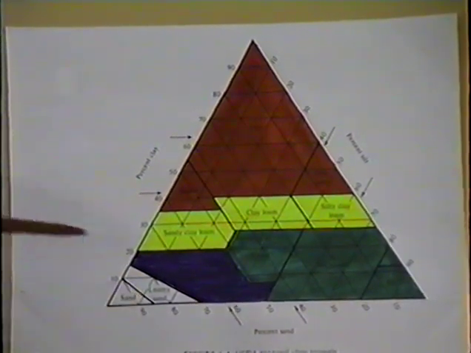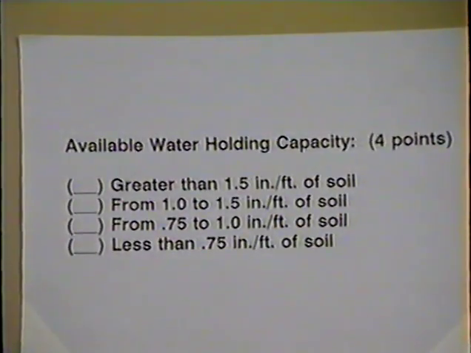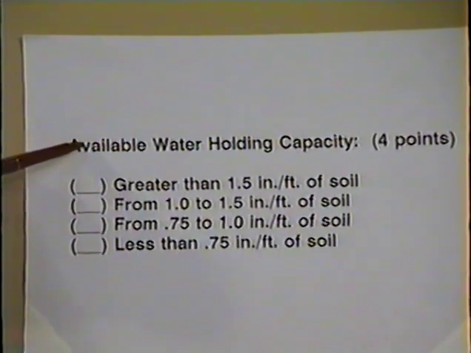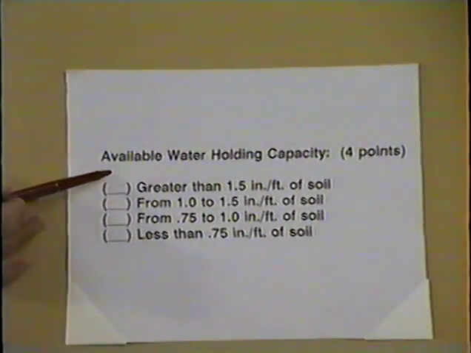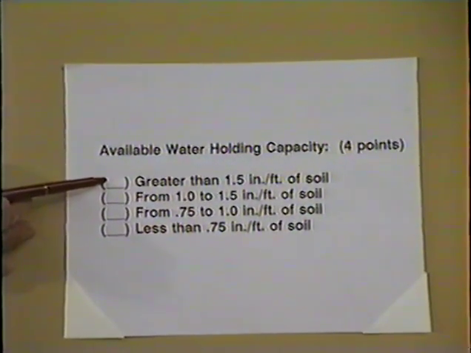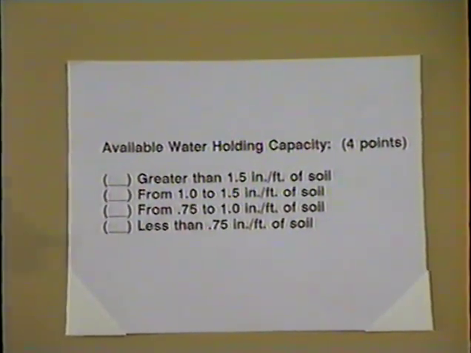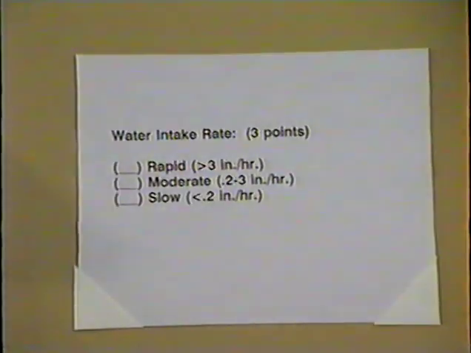So to make the decision about the available water holding capacity of the soil, we primarily relate to the textural properties of the soil and make the decision based on texture, and that's why we spend so much time on texture.